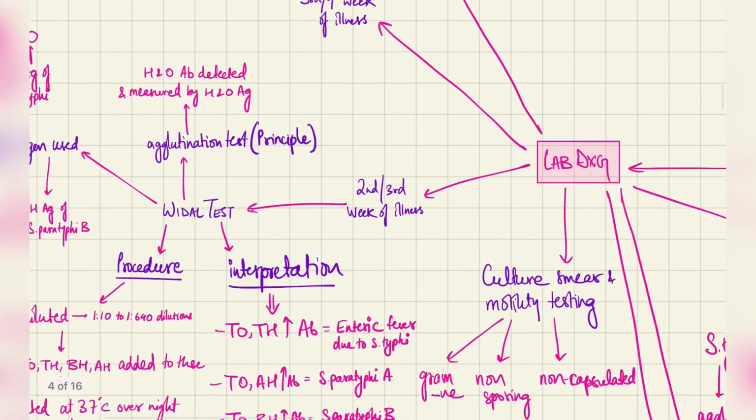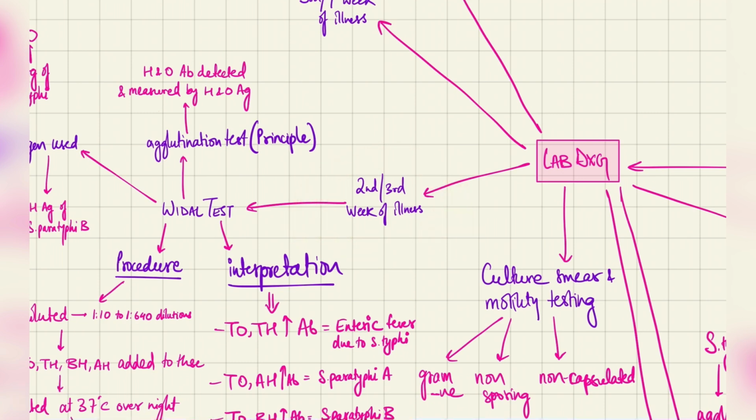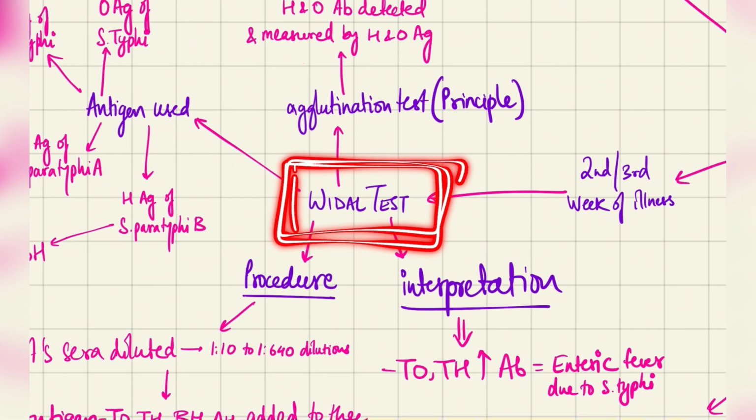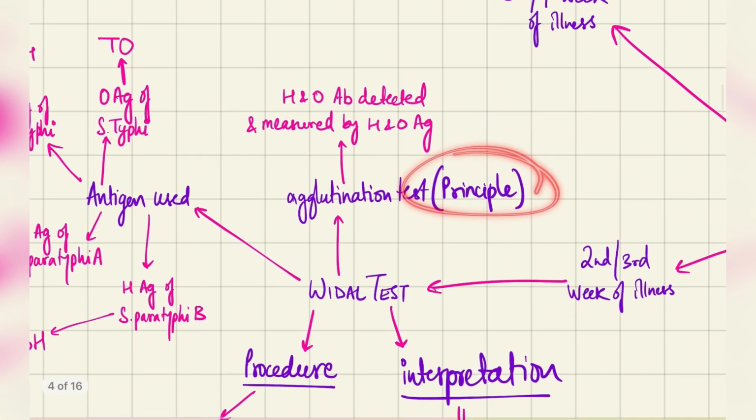Let's talk about what to do in the 2nd to 3rd week of illness, when you get the infection. Very important because here we dive into the Widal test. The Widal test is very important. You can get this as a 5 marker question individually on its own. Let's discuss: what's the principle behind the Widal test?